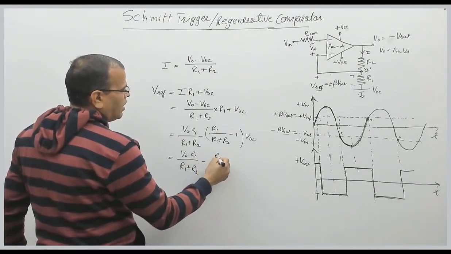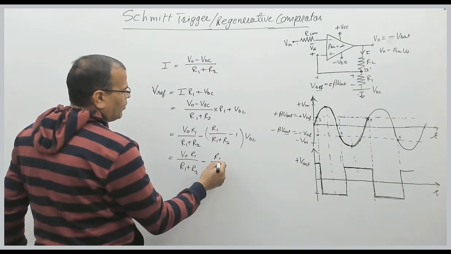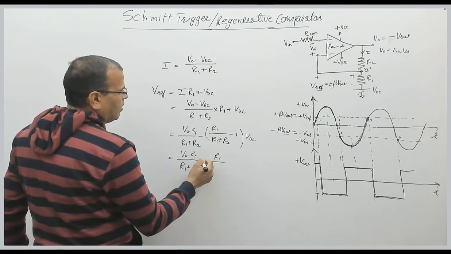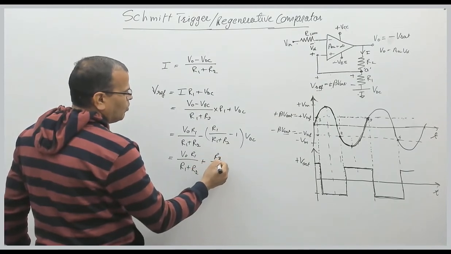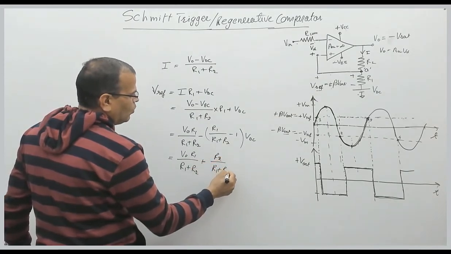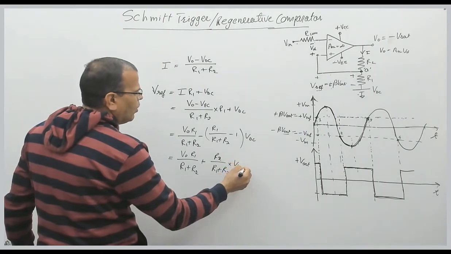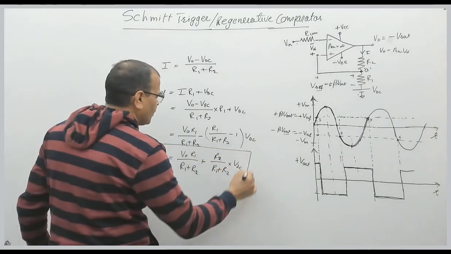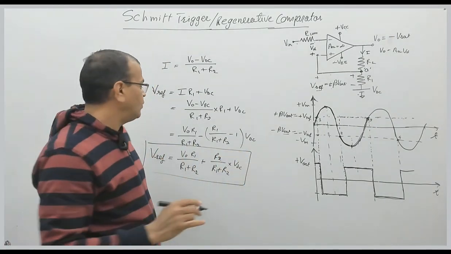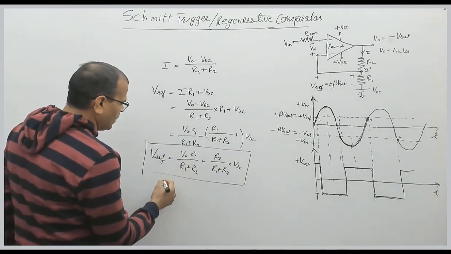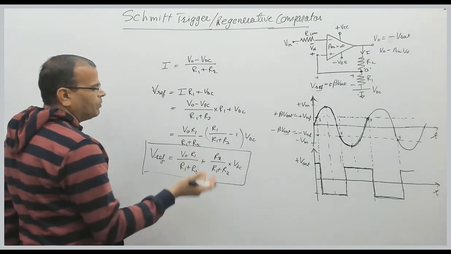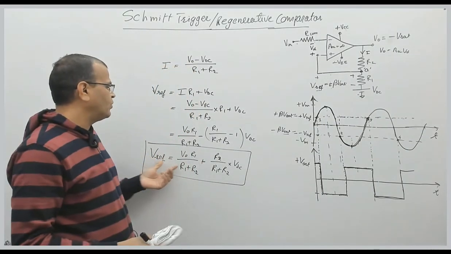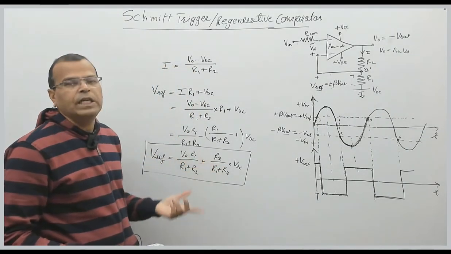Minus R1 by, or you can take it like that, R1 by, this will be what? Plus R2 by R1 plus R2 into VDC, or you can simplify it like that. So my reference voltage will change. Or you can write this in terms of beta. Beta is the ratio of R1 by R1 plus R2, but you can write the reference voltage in terms of V0 and VDC.